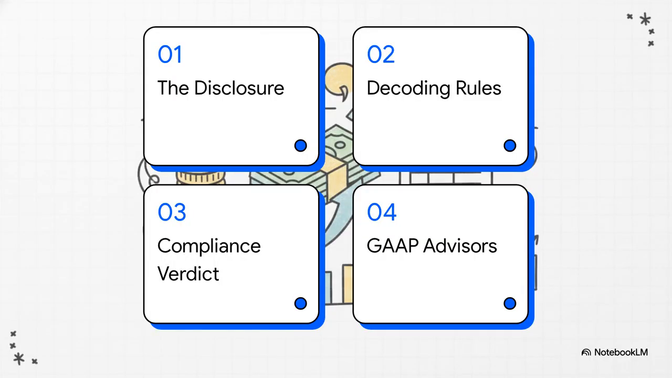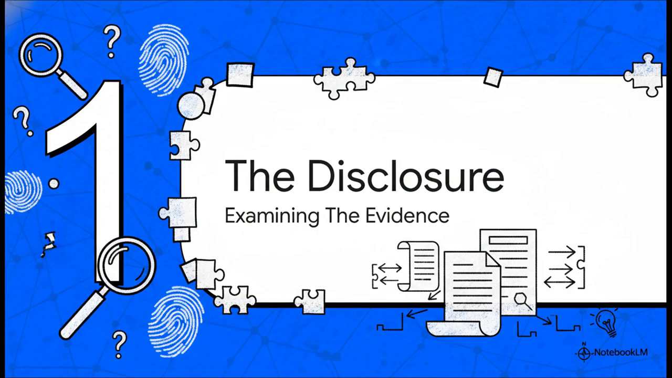So here's our roadmap for today. We're going to start with Part 1, the debt securities disclosure. Then we'll decode the Ind AS 109 rules in Part 2, move on to the compliance verdict in Part 3, and wrap up with the GAAP Advisors Services portfolio in Part 4. All right, let's jump right into Section 1, the debt securities disclosure.